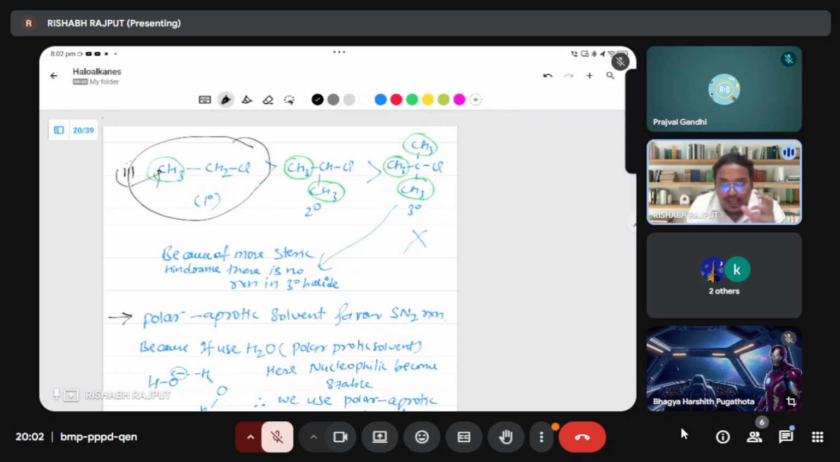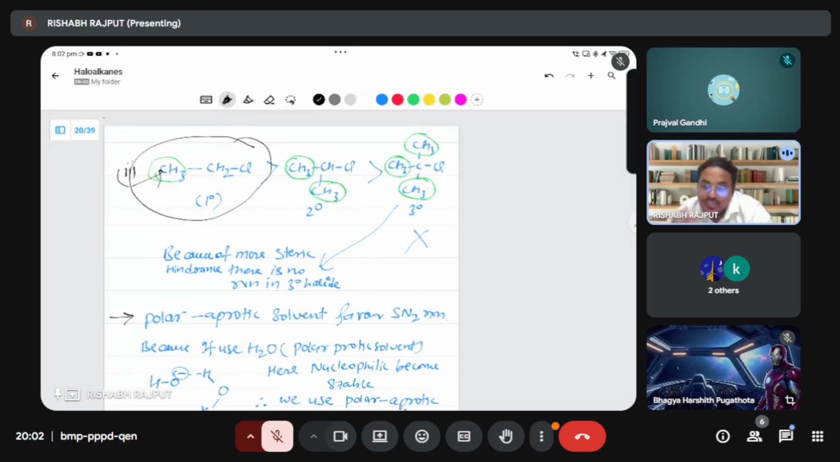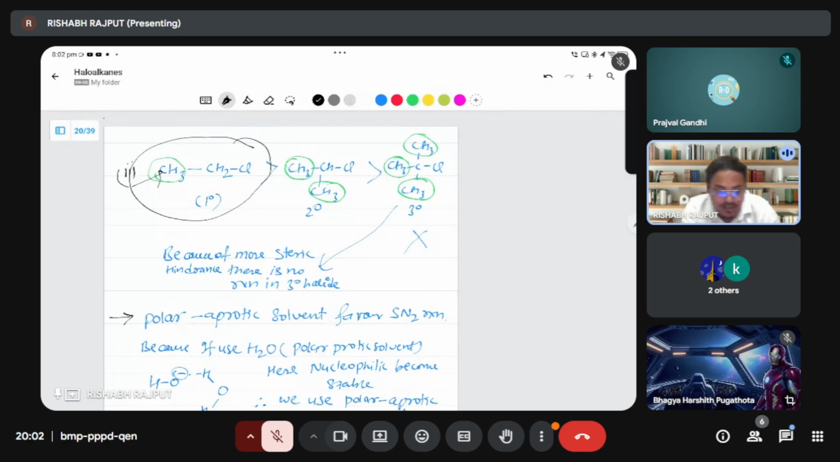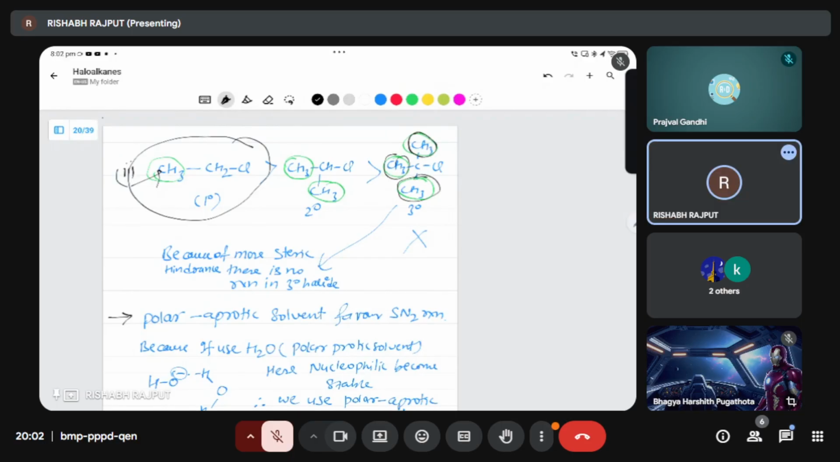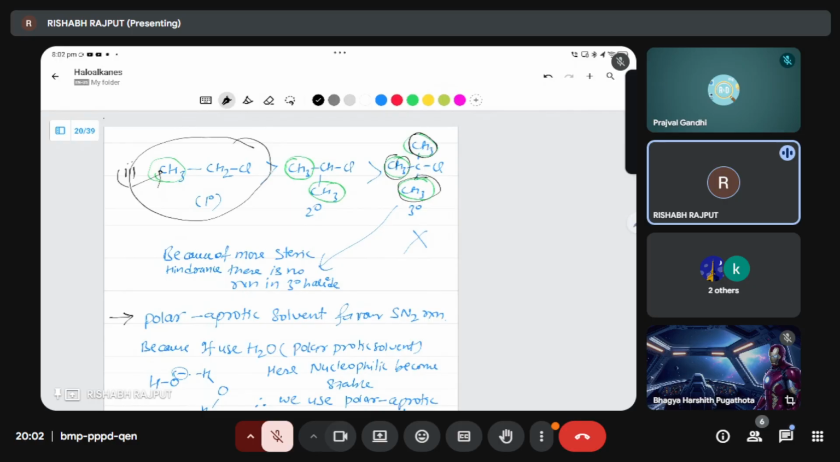If the alcohol wants to attack the central atom which is connected to Cl, it has more chances to attack the carbon very easily. But what is the problem in the third degree? You are covering from the methyl group from three sides, so here steric hindrance is more. Because of that, for the alcohol to collide with this carbon is very difficult.